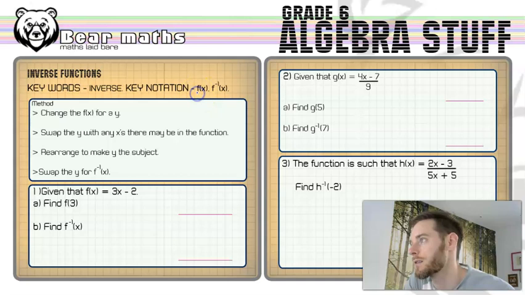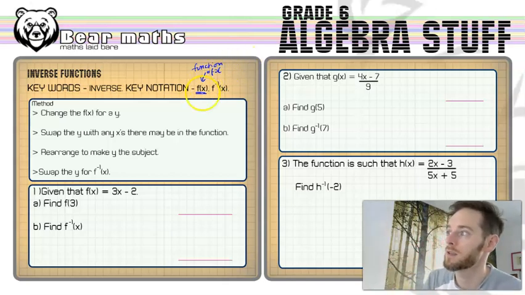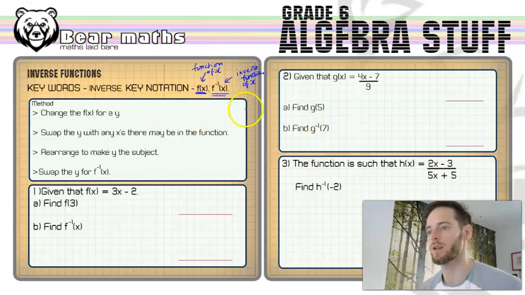Now this f of x here, I'm underlining, that just stands for the function of x. And basically what that means is it just replaces the letter y, alright? So y equals something, it's just f of x equals something instead, alright? And this f to the minus 1 of x is the inverse function of x, okay? So it's the opposite thing, going backwards.